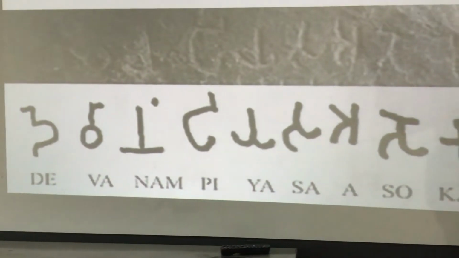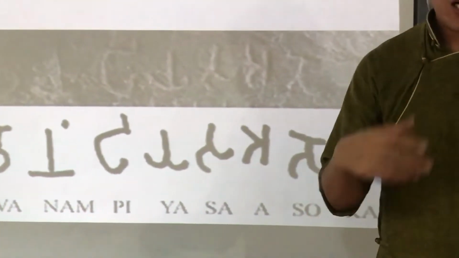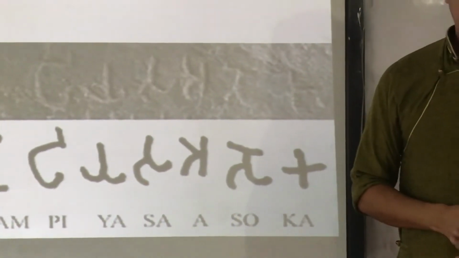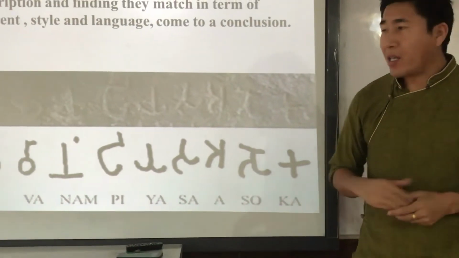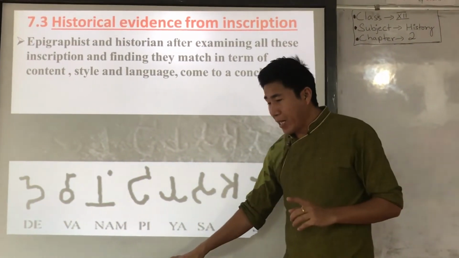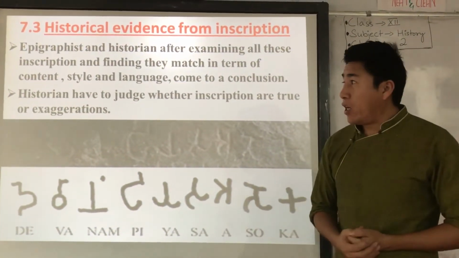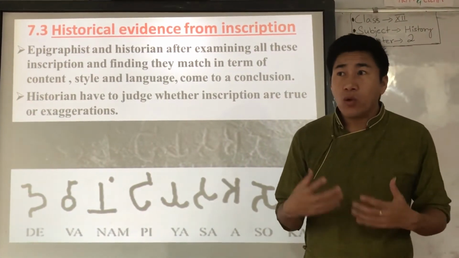Devanamapiya Ashoka. So through these kinds of inscriptions that archaeology found, Priyadasi or Devanamapiya belongs to the same person, that is King Ashoka. Understood? Okay, not only that, whatever archaeologists found, they have to do a good study of it.